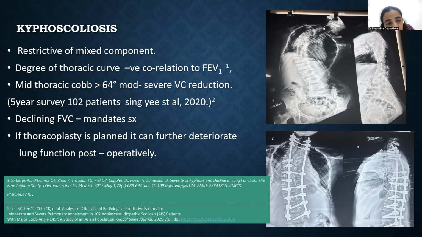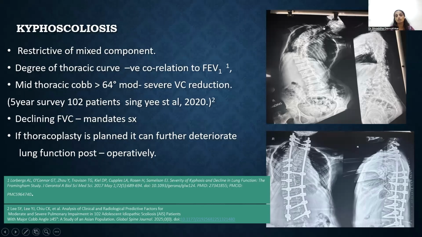Again, you should also know what they are planning for this kyphoscoliotic surgery. As you can see here, it is very angulated. This is one which we did 6 months back, and this patient had come to us in ICU as well. In this, thoracoplasty was also planned, which was not informed before. So this we should know. If thoracoplasty is done, we should discuss it with the pulmonologist as well.